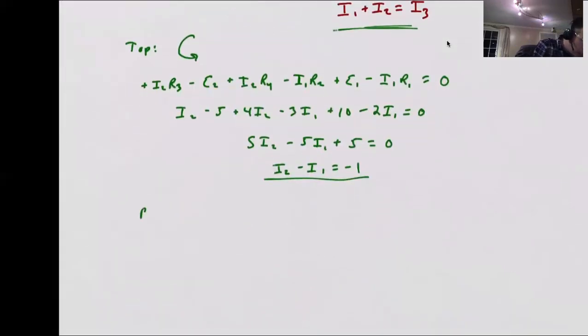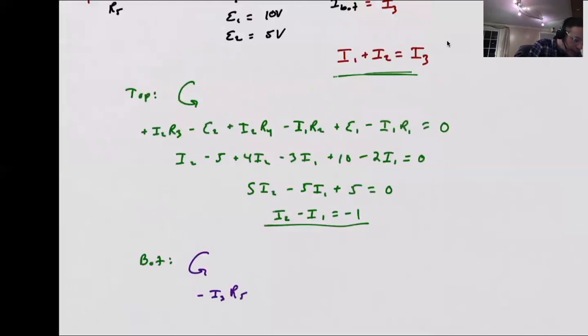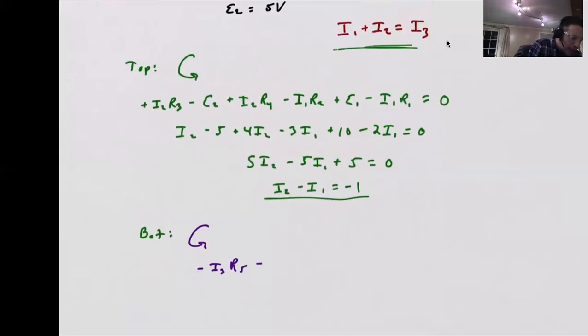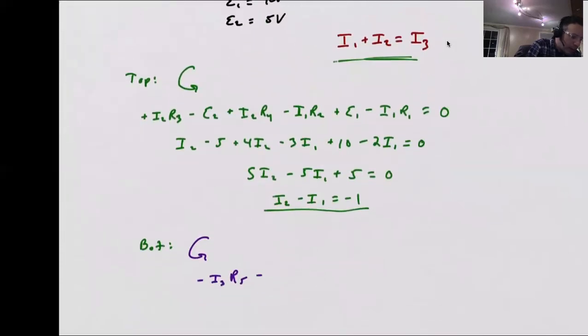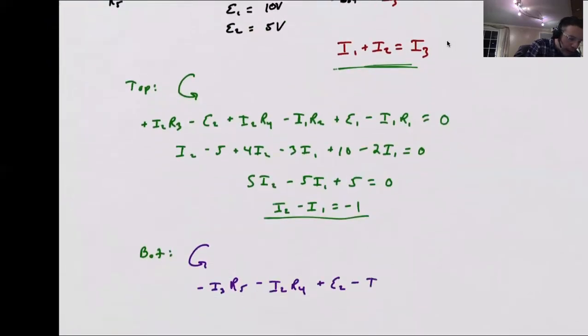Let's do the bottom loop. Okay, and I'm gonna do that one in a different color. Let's do that one in purple. So in the bottom loop, again, doing the exact same direction. The first thing I encounter is the resistor in the direction of current. And so that's a minus I3, and I called that R5, I believe. Minus, then along the bottom, I go with the current, minus I2 across R4. I pick up the battery E2, and I lose I2 R3, and I'm back home.